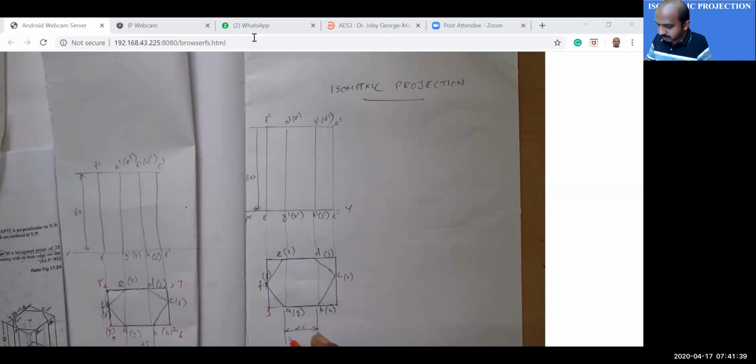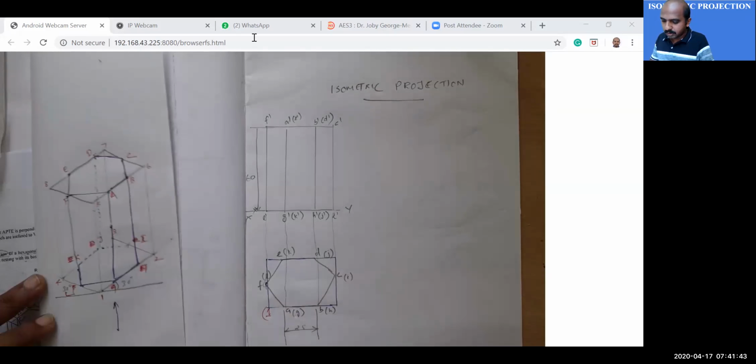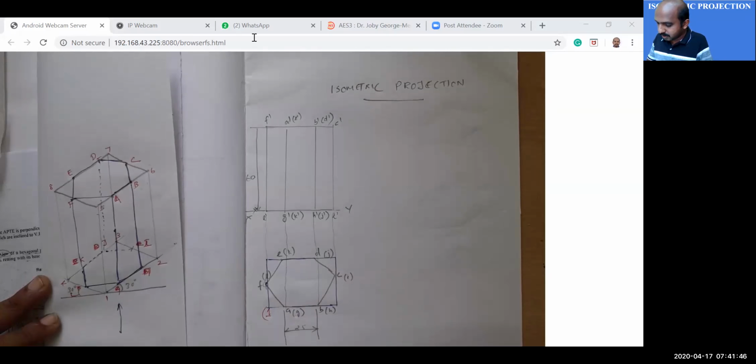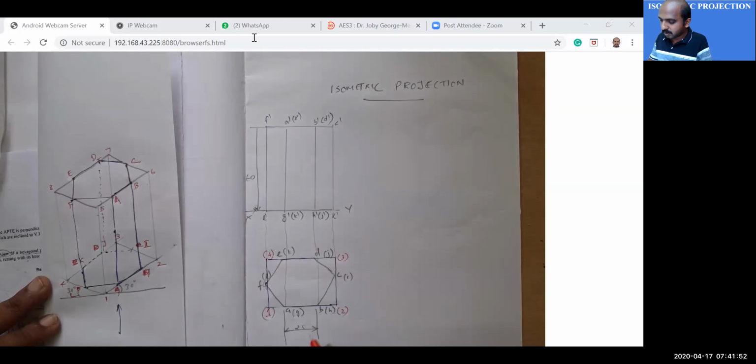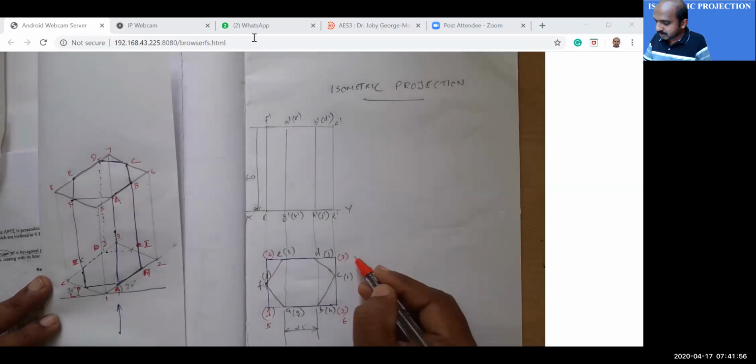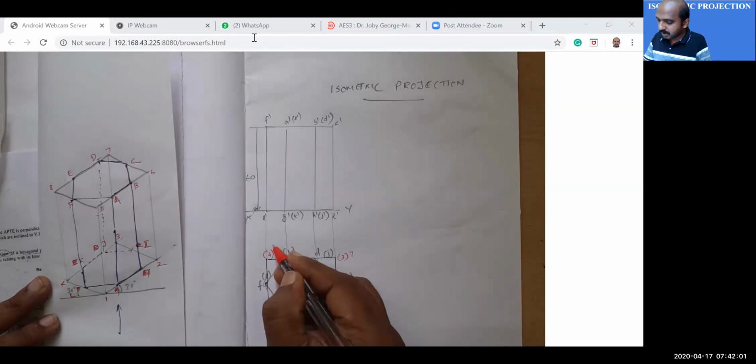This is the bottom position. One. The one is just the bottom position. 2, 3, 4. What about the top position? 5, 6, 7, and 8.